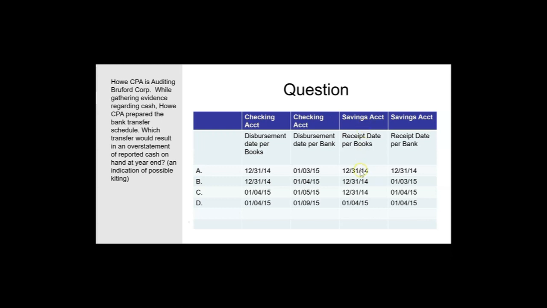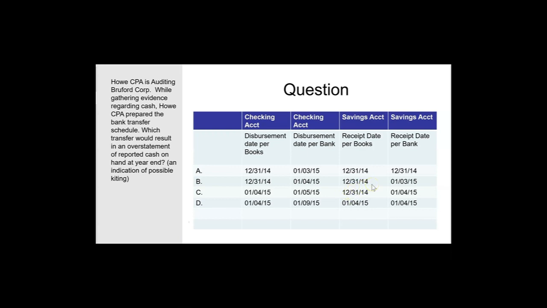And let's start with choice A. When does the savings account recognize this receipt in the books? It's done during the year under audit. So this receipt was recorded in the books before year end. Now we got to be careful. We got to look at the disbursement date per books, because if it's the subsequent period, then we're thinking about possible kiting going on. But no, it looks like it's the disbursement date of 12/31/14. So the cash transfer is out of the checking account and into the savings account, all in the same year. No problem there.